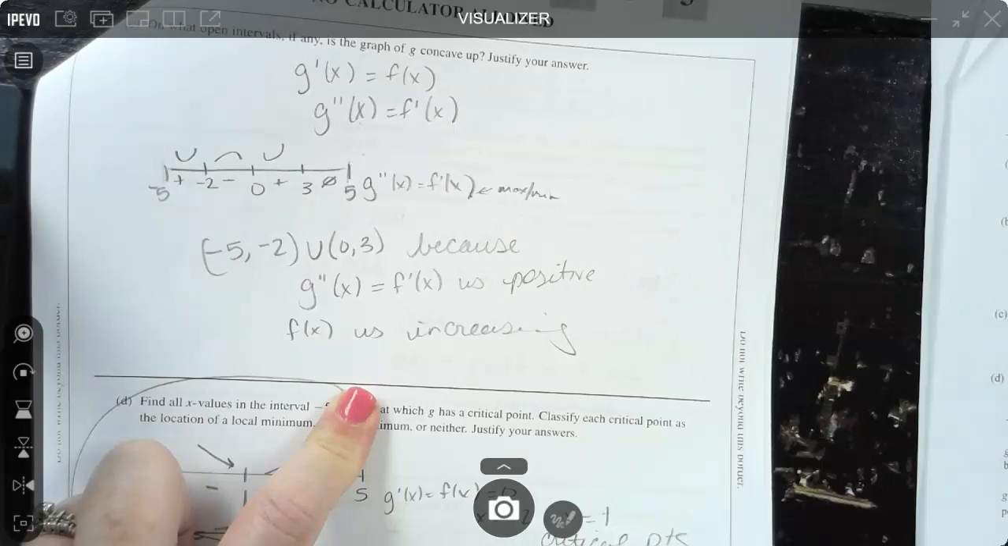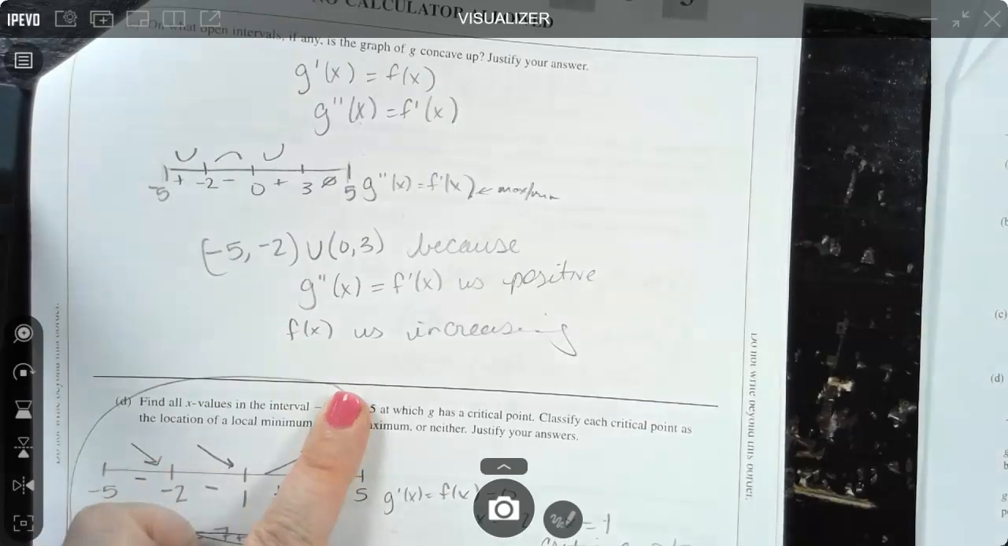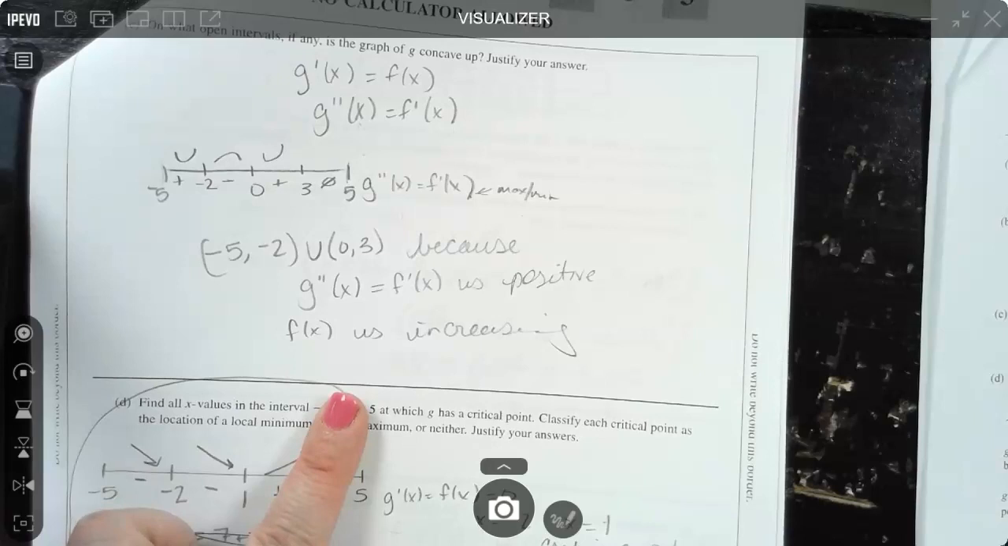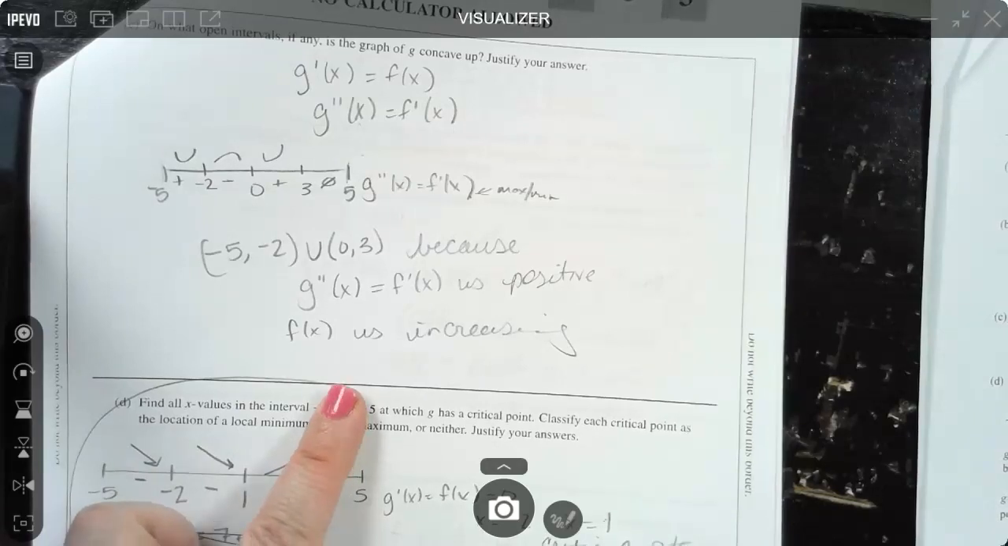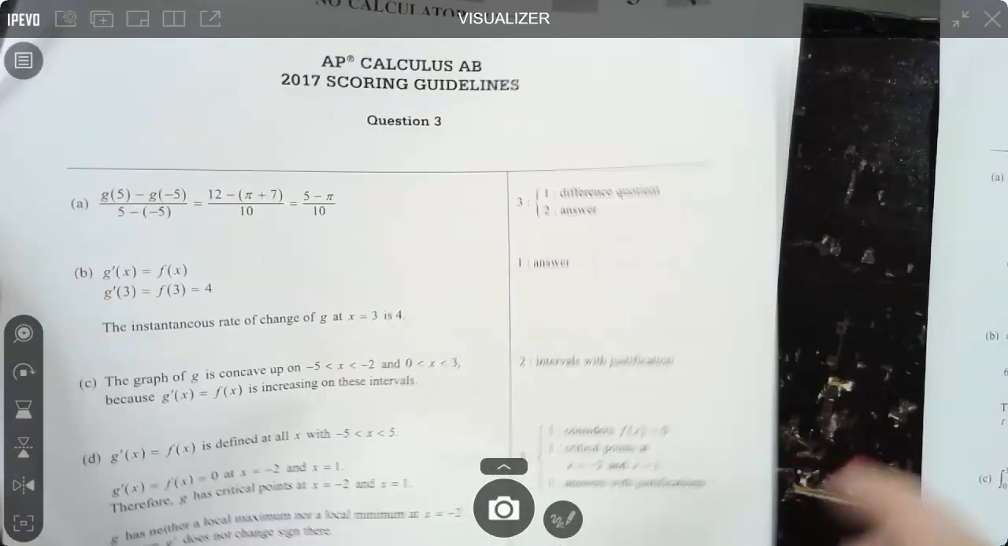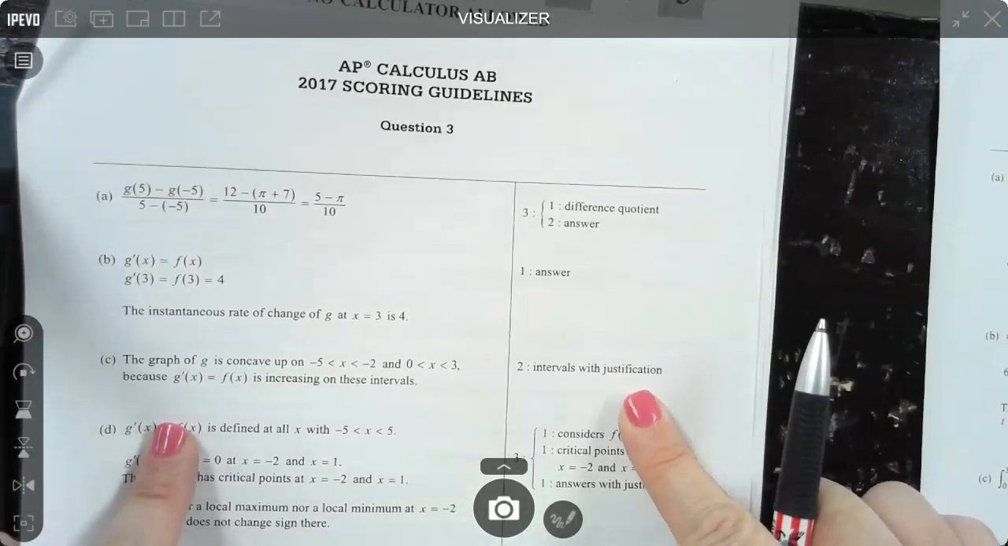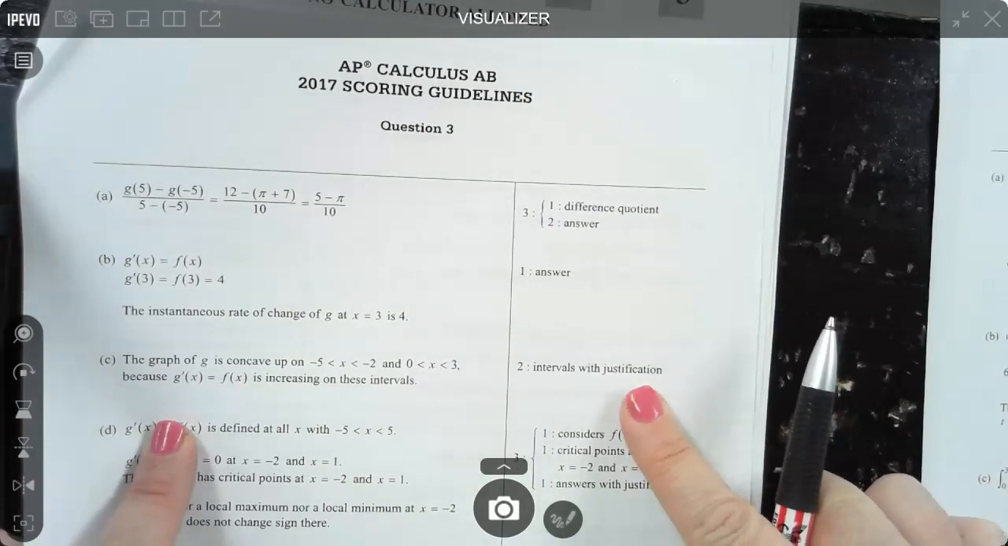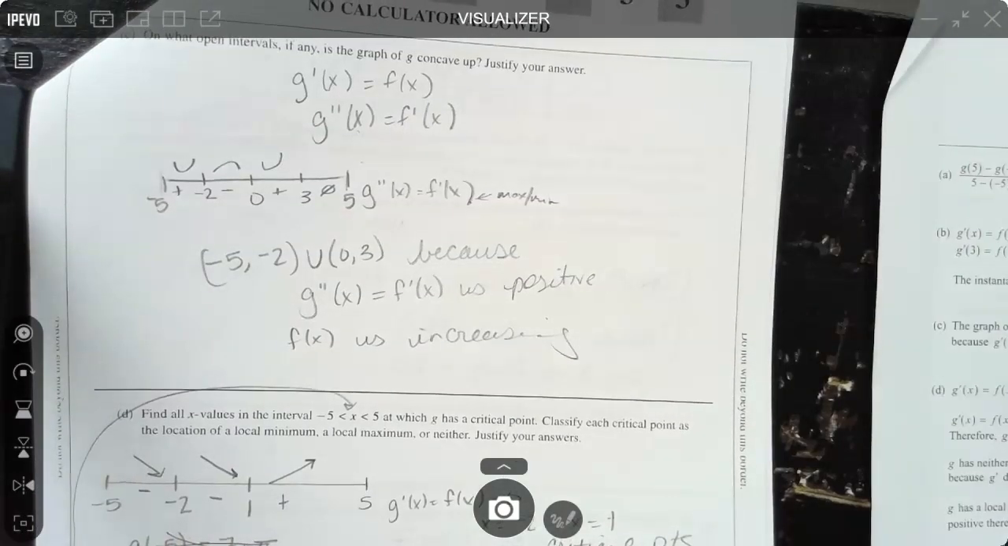Did I mess up? Are you saying you should have gotten them because you missed it? And I'll show you, this doesn't have an answer, but this is, look at what they say. 2 points, intervals with justification. There's no breakdown on points there. I don't know why. Yeah. Okay.